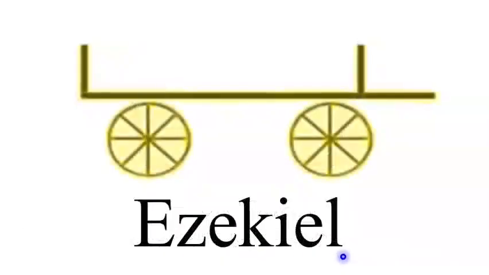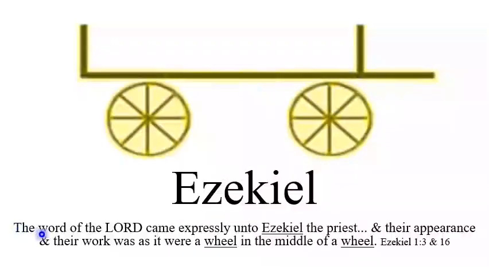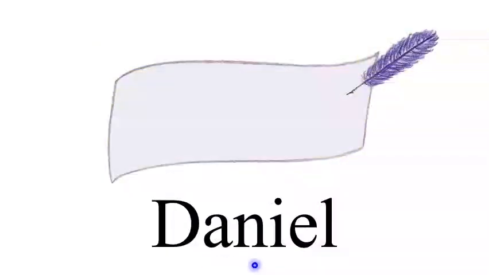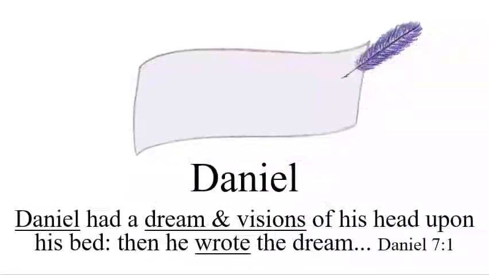The icon for Ezekiel is the golden 2-wheel cart, because the Bible says, "The word of the Lord came expressly unto Ezekiel the priest, and their appearance and their work was as it were a wheel in the middle of a wheel." The icon for Daniel is the feather pen and parchment paper, because it says in the Bible, "Daniel had a dream, and visions of his head upon his bed. Then he wrote the dream."